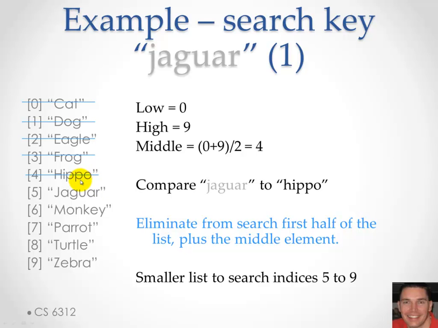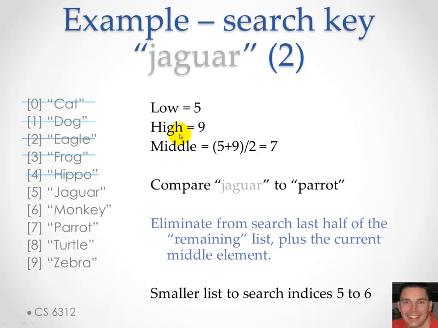So I can now eliminate the first half of my list. Now I'm going to search a smaller list. I'm going to search the second half of my list, from indices 5 to 9. When I do that, I get the middle element to be 7. Then I can compare jaguar to parrot. When I compare jaguar to parrot, jaguar is less than parrot, so I can eliminate the latter half of my list.